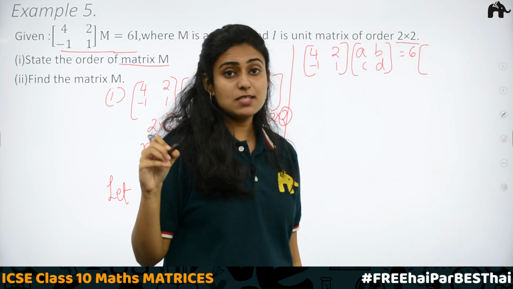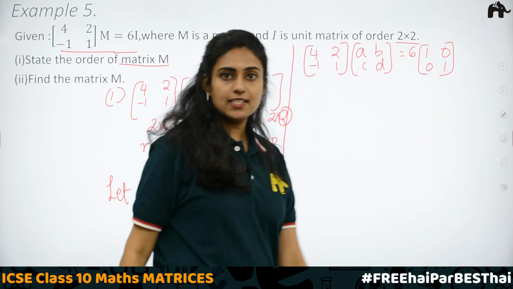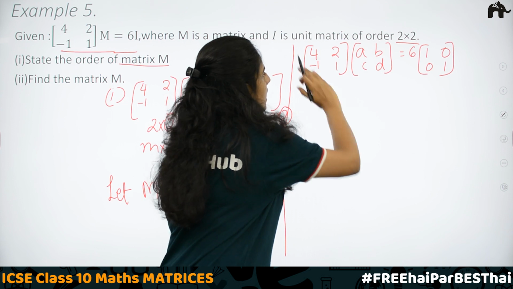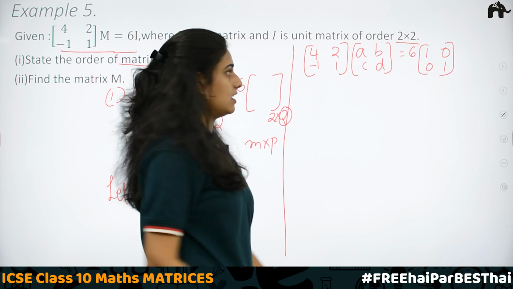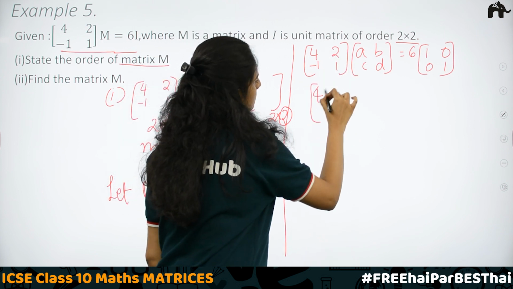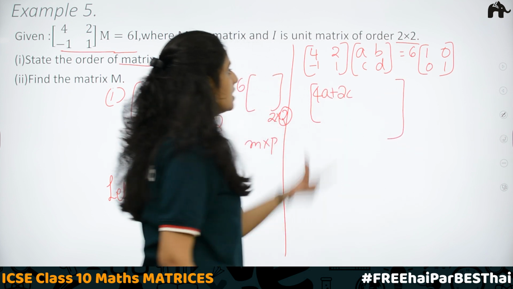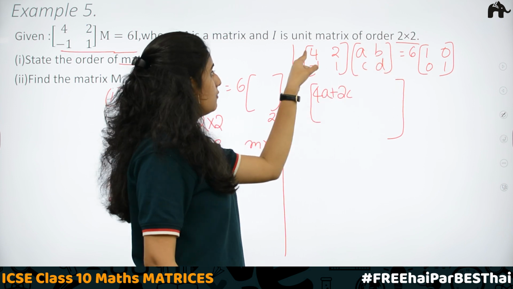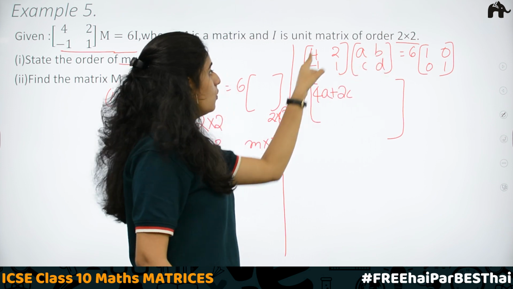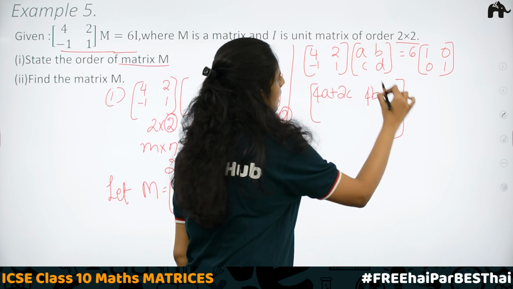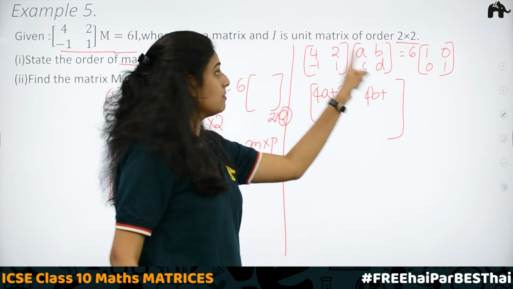What are the elements of the identity matrix? 1, 0, 0, 1. This is a 2 by 2 identity matrix. Now, we will multiply these two matrices. Here, the first row and the first column from the second matrix. What do we get? 4A plus 2 into C, 2C. Next element, first row and the second column. Here the first element of the first row is 4. First element of the second column is B. 4 into B, 4B, plus the second element of the first row times the second element of the second column, 2 into D, 2D.